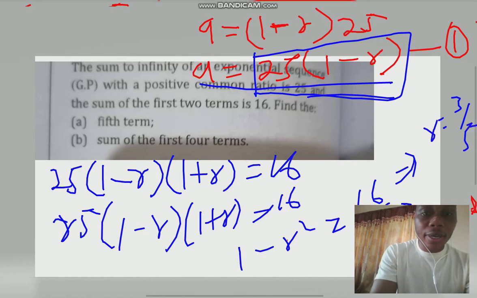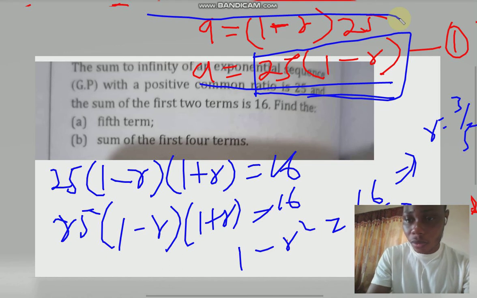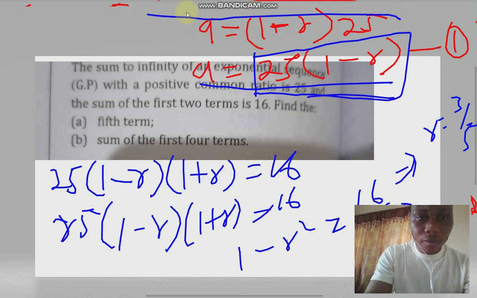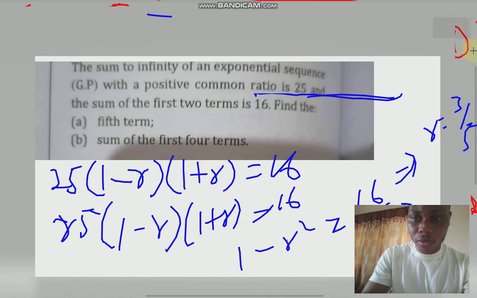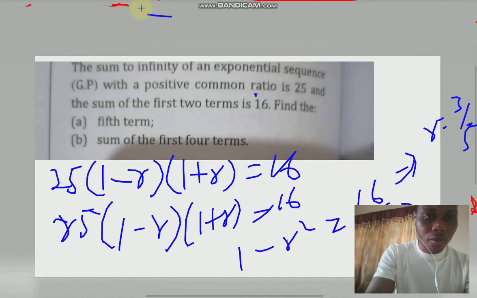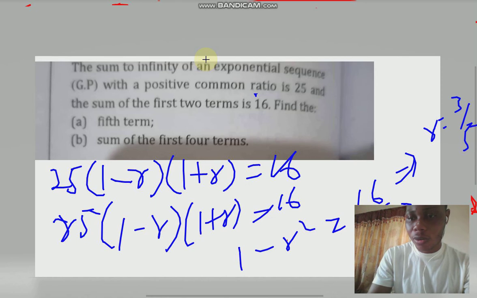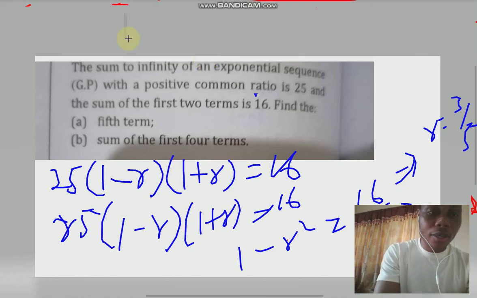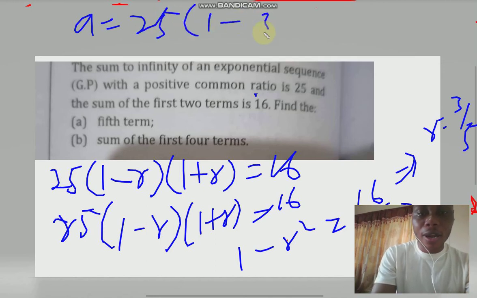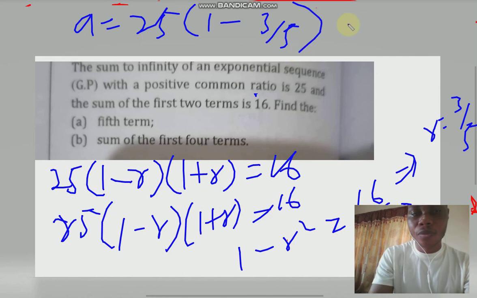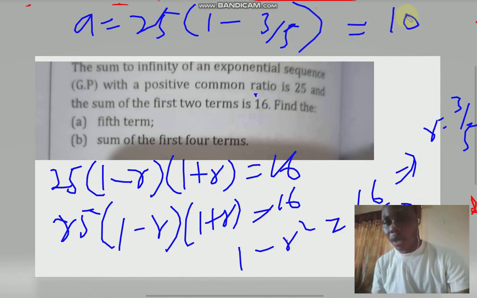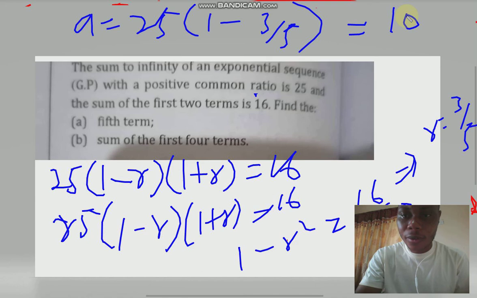So to get our a, we substitute our r into our first equation, right? So that's what you are going to do. Our a was 25 times 1 minus r, where the r is 3 on 5. And that should give us 10, right?